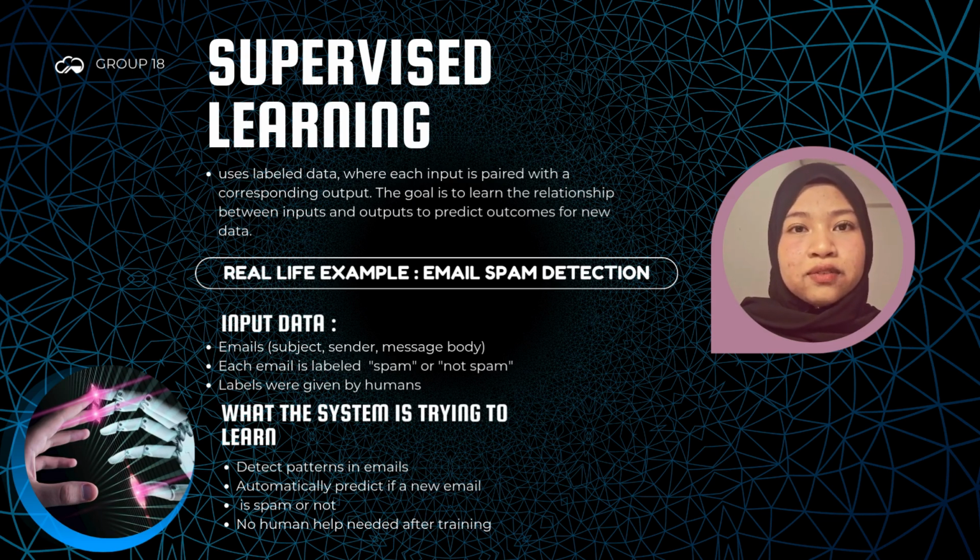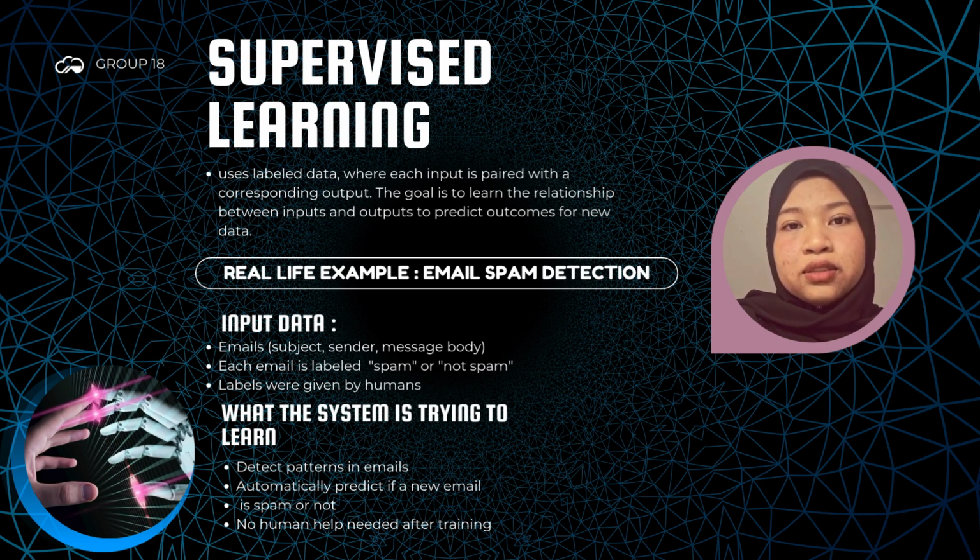During training, each of these emails was already labeled by humans as either spam or not spam. These labels are what make this supervised learning, because the system is given the correct answer during training. What is the system trying to learn? It detects patterns in emails automatically to predict if a new email is spam or not. No human help is needed after training.